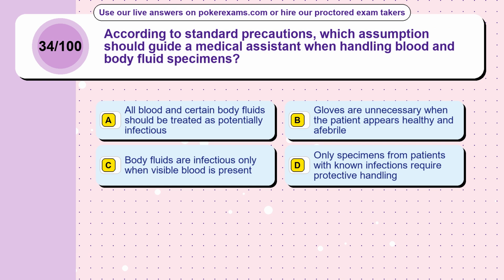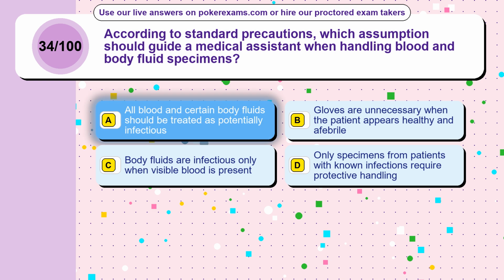Question 34. According to standard precautions, which assumption should guide a medical assistant when handling blood and body fluid specimens? Option A. All blood and certain body fluids should be treated as potentially infectious. Option B. Gloves are unnecessary when the patient appears healthy and afebrile. Option C. Body fluids are infectious only when visible blood is present. Option D. Only specimens from patients with known infections require protective handling. The correct answer is option A.